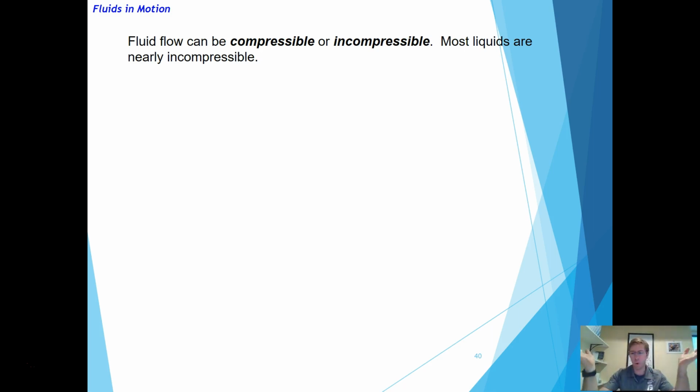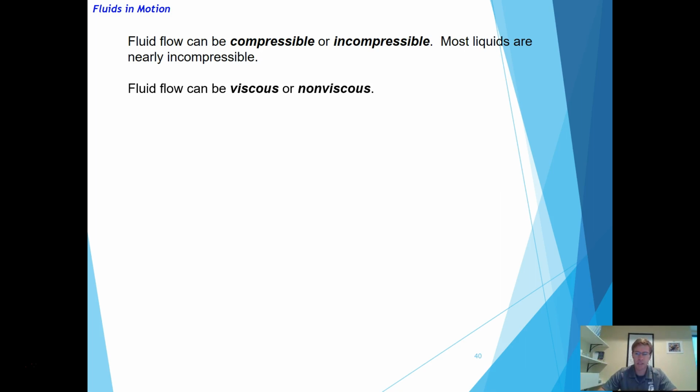If I had this room full of water, I could fit it into an object about the size of this room. Most liquids, like water, are highly incompressible. You can't force them into a smaller volume. Okay, so that's what compressibility is.